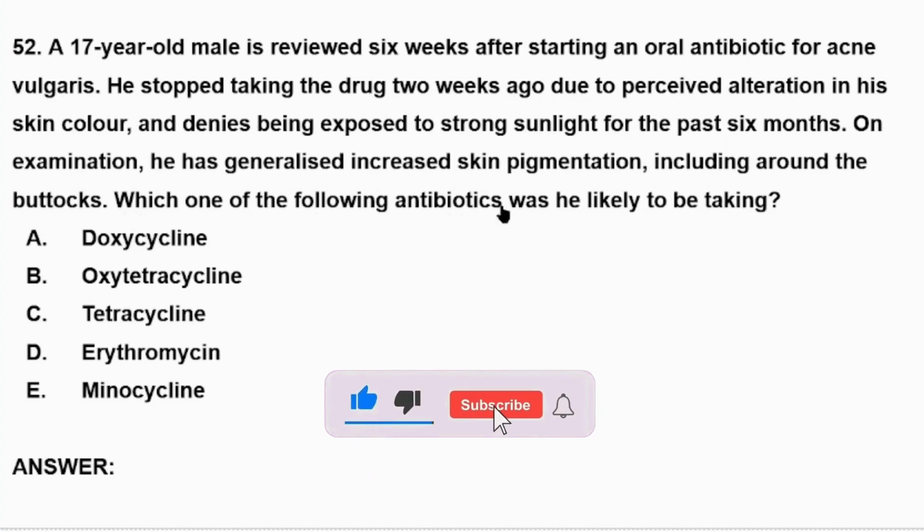Which one of the following antibiotics was he likely to be taking? A. Doxycycline, B. Oxytetracycline, C. Tetracycline, D. Erythromycin, E. Minocycline. Okay, this patient is coming with the complaint of skin discoloration due to the use of an antibiotic. And minocycline can cause skin discoloration or pigmentation change in the patient.